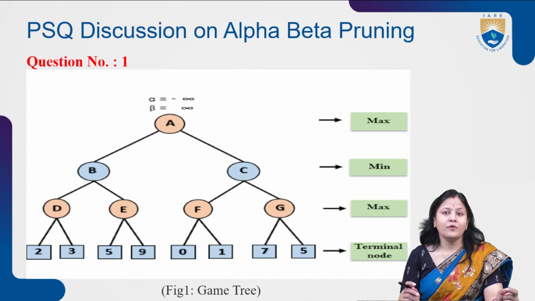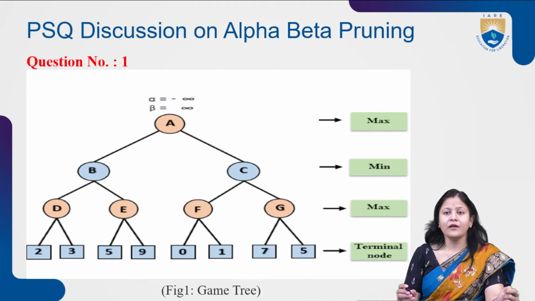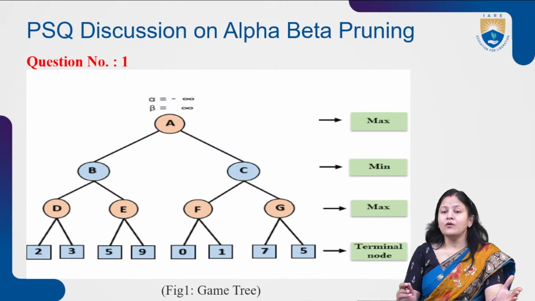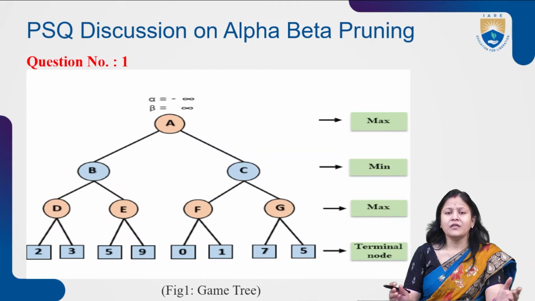Now we'll solve the problem based upon alpha-beta pruning. As I discussed already, it is a two-player game, and especially it is used to solve problems like chess, checkers, or the Ludo game. This type of problem can be solved using alpha-beta pruning. Here there are two players, max and min, and they play as opponents to each other.